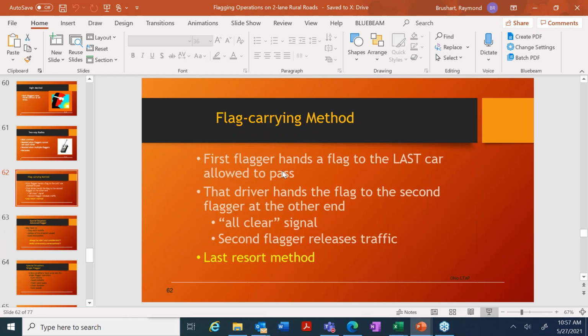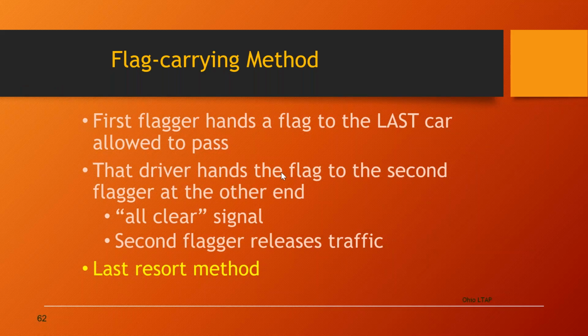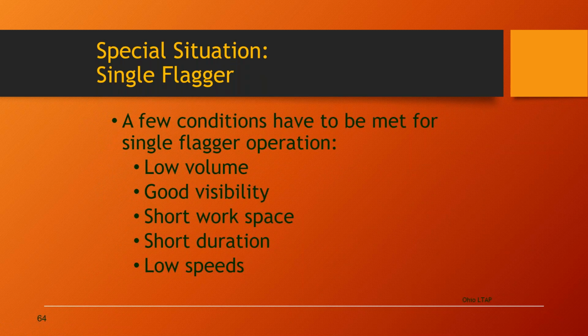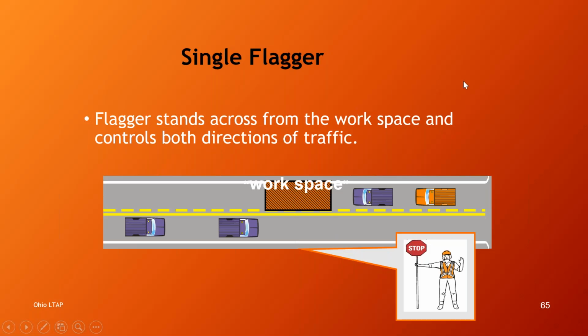Okay, well, anyway, I'm running out of time here, but the other thing I wanted to talk about is single flaggers. Sometimes you have a really short work zone, and you can get by with just one flagger, but you have to meet these conditions. Just for low volume, good visibility in both directions, and you're only going to be out there for an hour tops. And it says low speed.